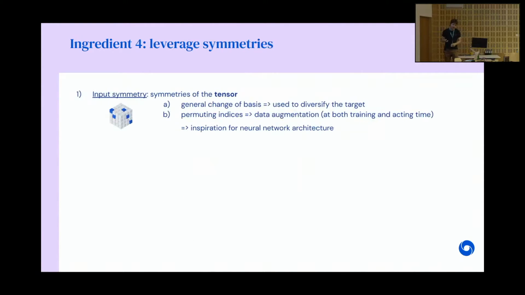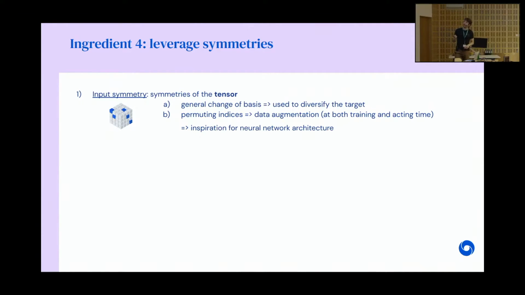The fourth ingredient is a high-level discussion of symmetries. I mentioned that symmetries can be either a challenge or an opportunity, depending on where they arise in the problem. And in this particular problem, there are indeed many symmetries. The first one is the symmetry in the input itself. So the tensor, I mentioned already, has the symmetry that you can express it in a different coordinate system. And this is an opportunity. You can use that to diversify the target and introduce diversity into the games that you play.